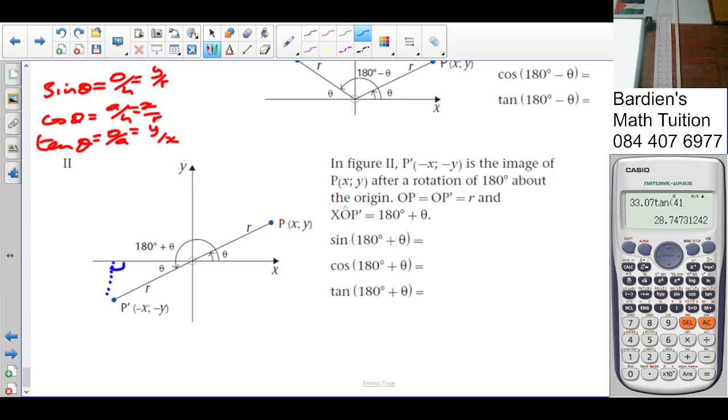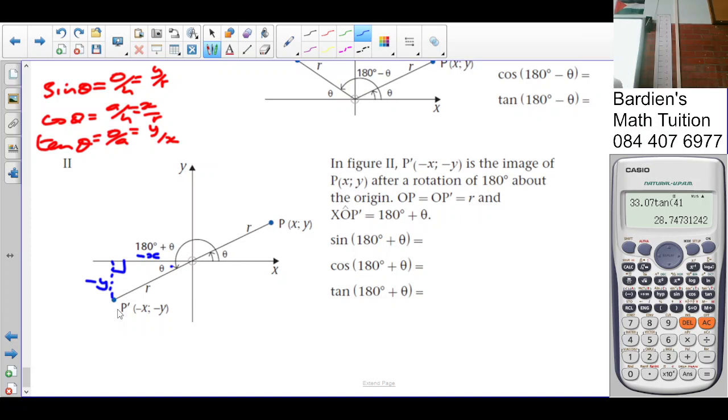Right, let's try now. So, what would this length here be? Negative y. This here? Negative x. Okay. So now, again, that's my reference angle here. So we are told in figure 2, p dash, which is negative x, negative y, is an image of p, which is x and y, after a rotation of 180 degrees about the origin. OP is equal to OP dash, which is equal to r.